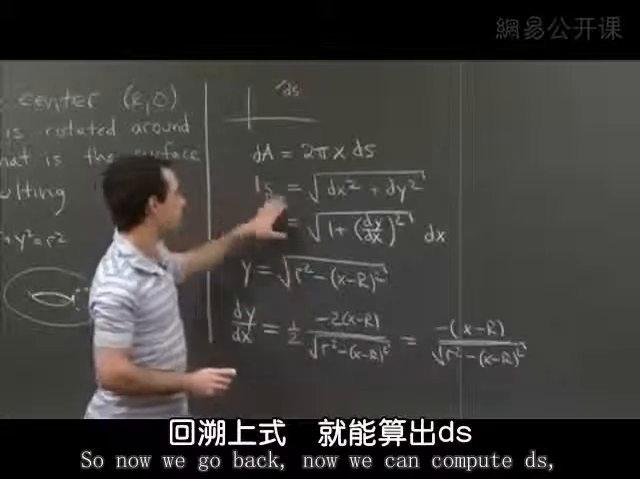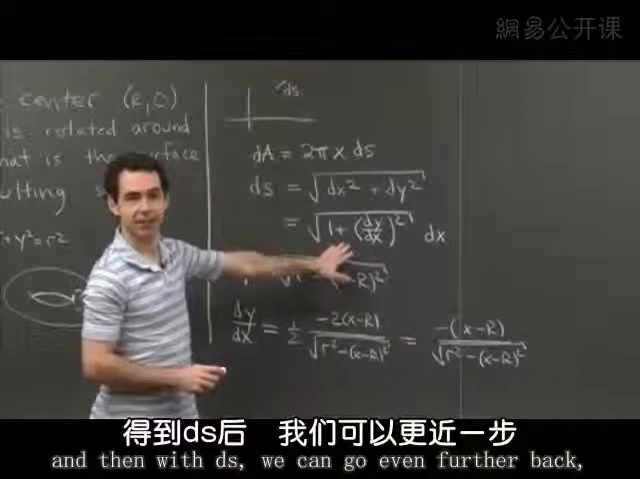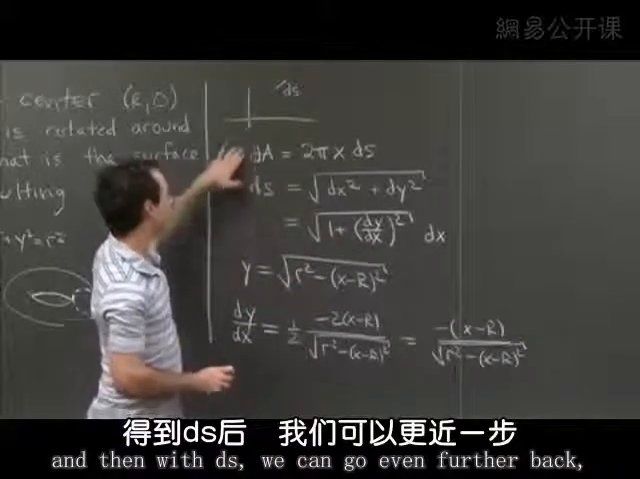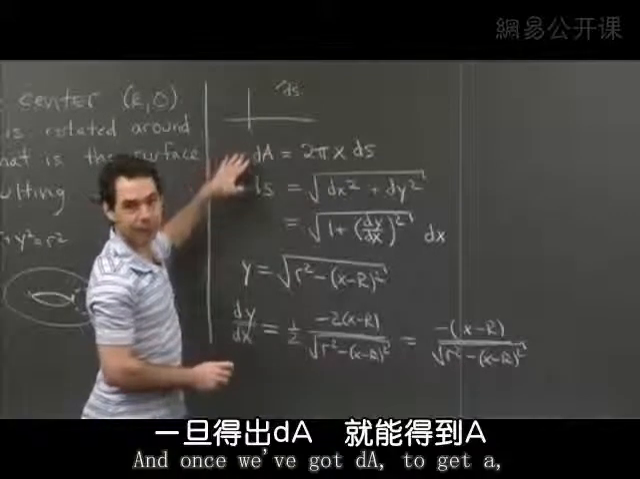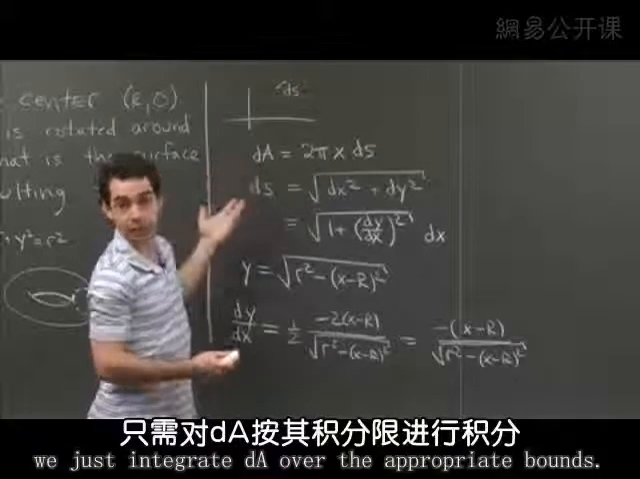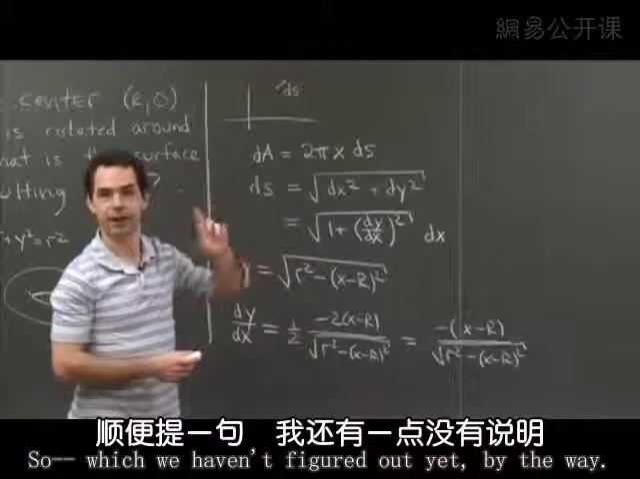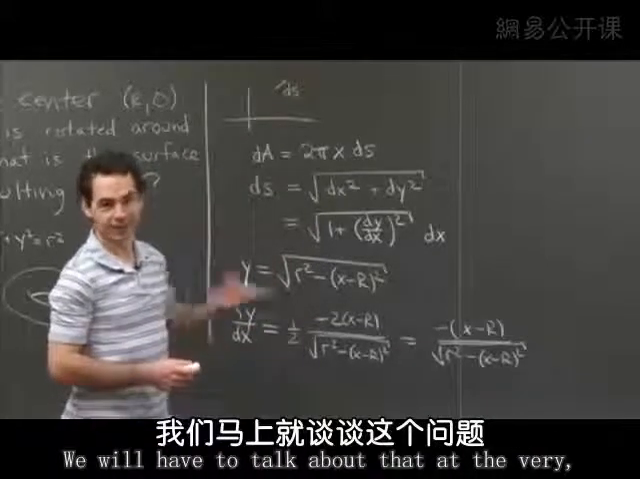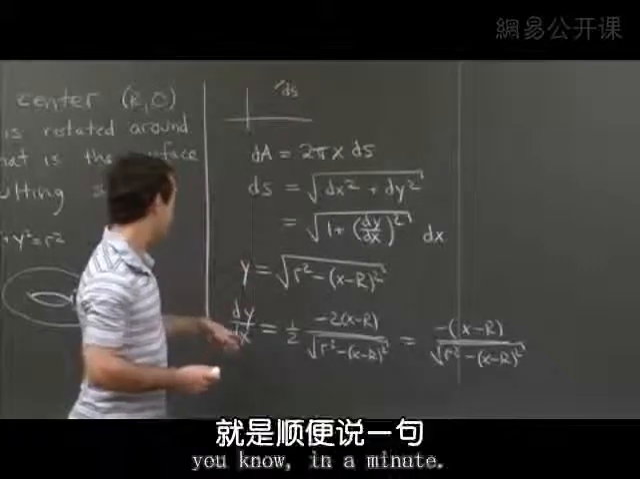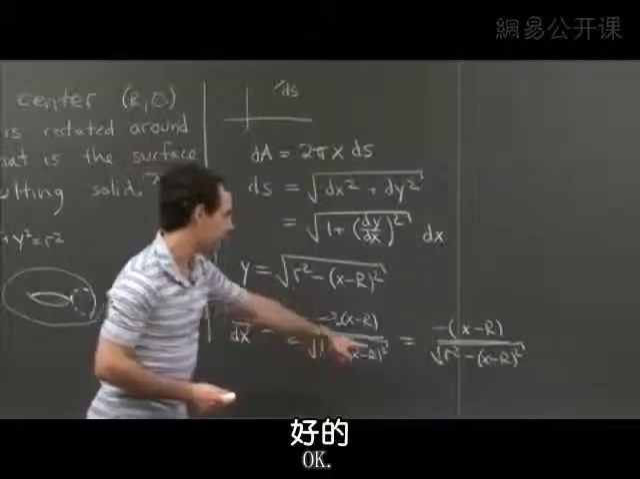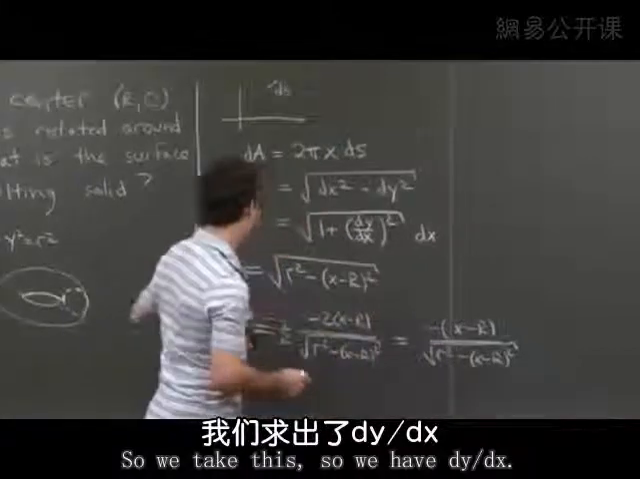So now we go back. Now we can compute ds. And then with ds, we can go even further back, and we can compute dA. And then once we've got dA, to get A, we just integrate dA over the appropriate bounds, which we haven't figured out yet, by the way. We will have to talk about that in a minute. OK, so we have dy dx.